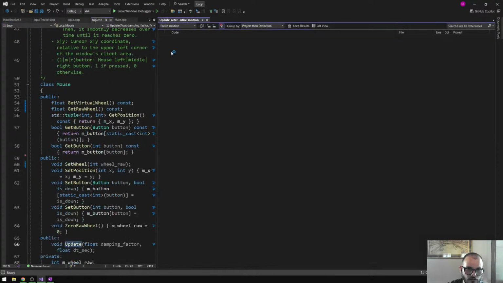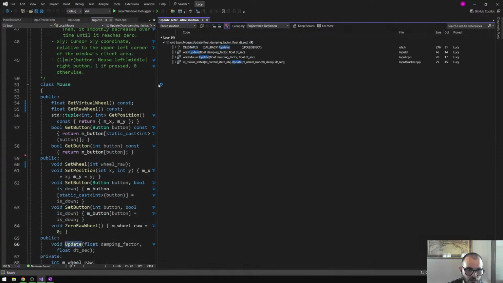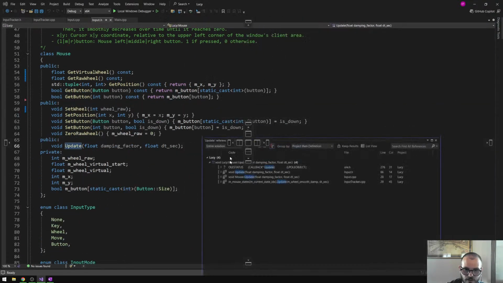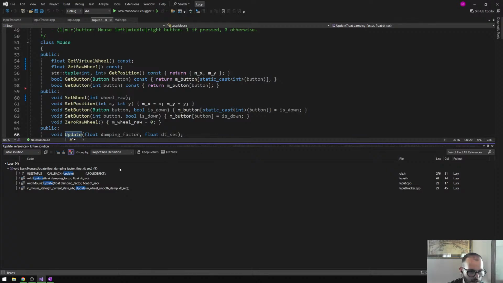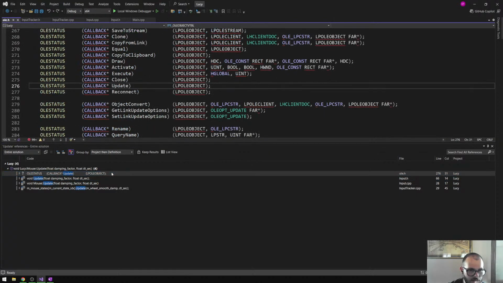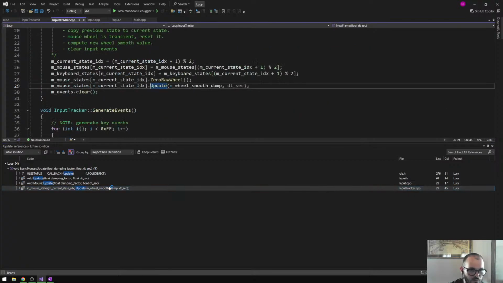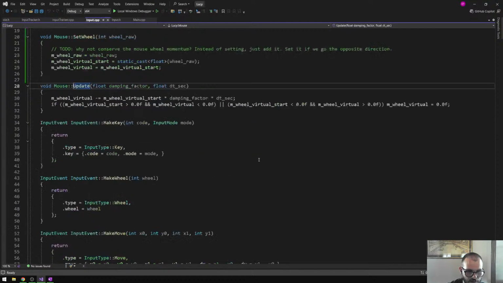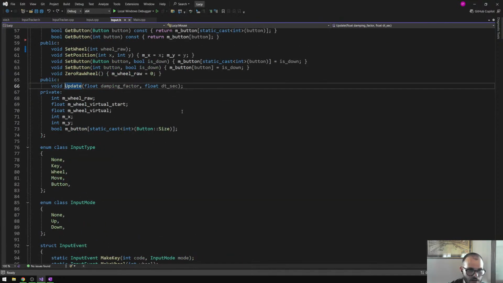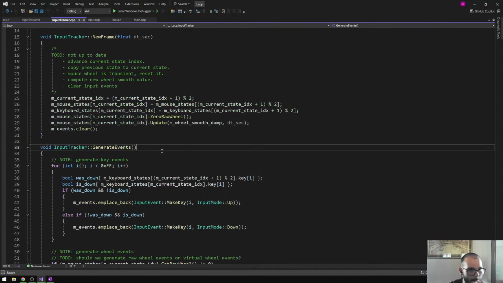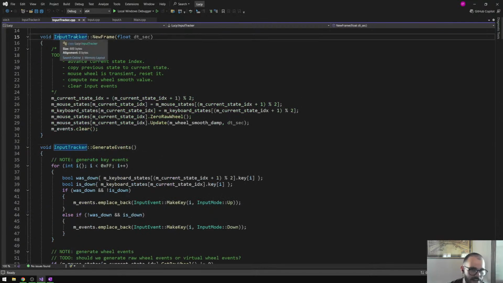Shift F12. Wow, I don't really like it like that. I like it more like this. It gets called now. This is not mine. Okay, here. So the idea is that we can create a struct and call it. Should we put it in input? Not really, because it's the input tracker that actually cares about that.